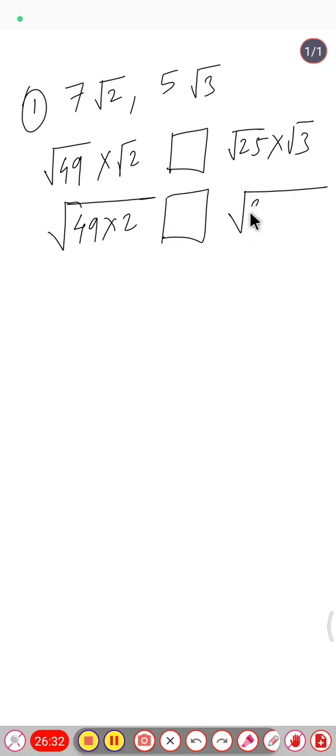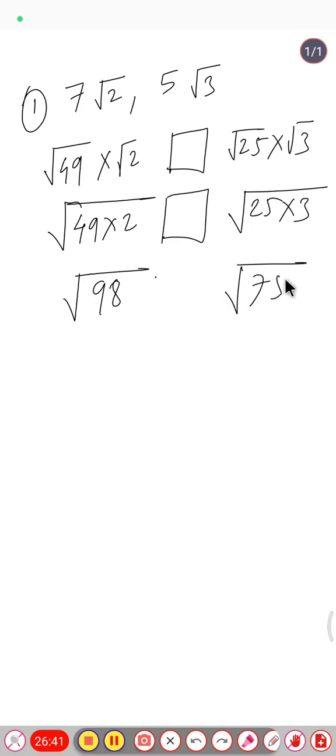Here it's 25 into 3. So 49 into 2 is 98. Again here it's 75. So when we square on both sides, we get the values.